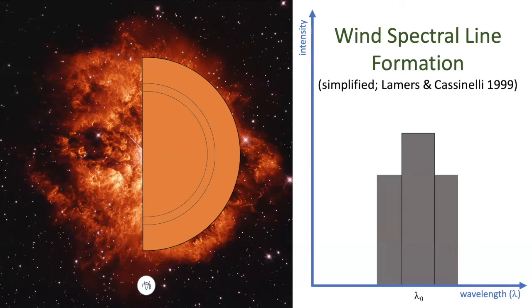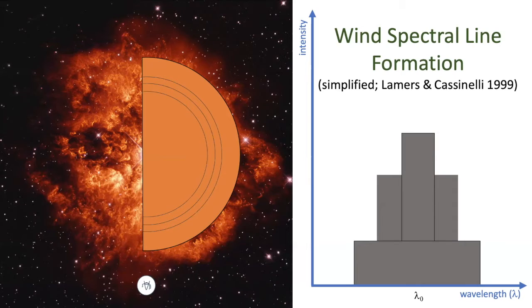If we're closer to the star, so a smaller radius, then it's hotter, so the box is higher, but the wind is slower, so the box is narrower. And inversely, if we go further away, then we have a faster velocity, so the box will be wider, but it's not as hot, so the box is smaller.